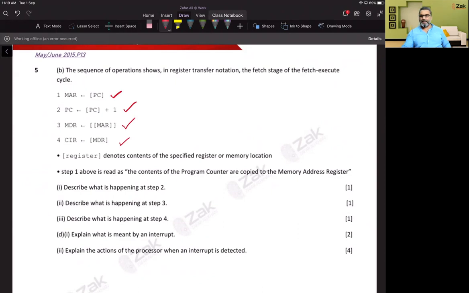Describe what is happening at step 2. I described everything. So let's get down to explain what is meant by an interrupt. An interrupt is a signal from a device or program that requires the attention of the microprocessor. Explain the action of the processor when an interrupt is detected. I did explain it thoroughly, but let's just revise it.